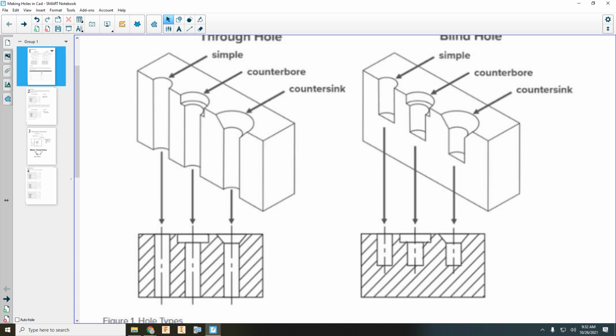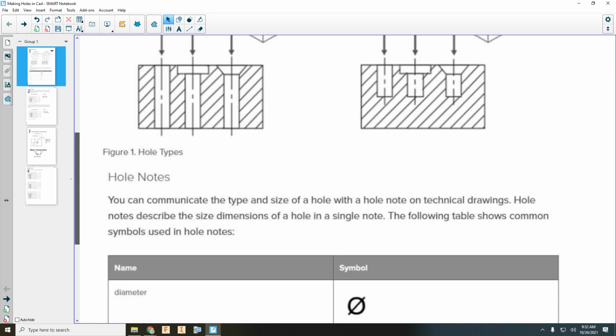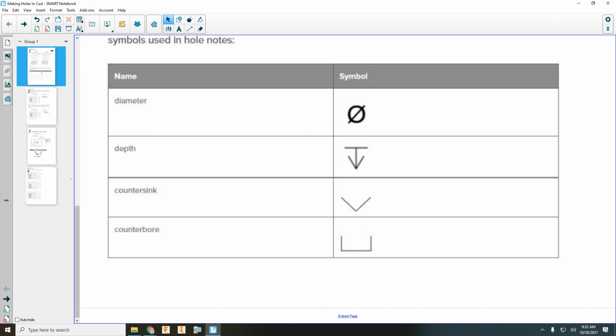Okay, so we see that all the time, right? If we scroll down a little bit, we see our basic hole notes, and again, we've worked with some of these throughout the year, mostly in other projects, mostly just through holes, although we did have some threaded holes as well. We mostly have had simple holes. I think we drilled a counterbore once on the stack, and we had some threaded ones before.